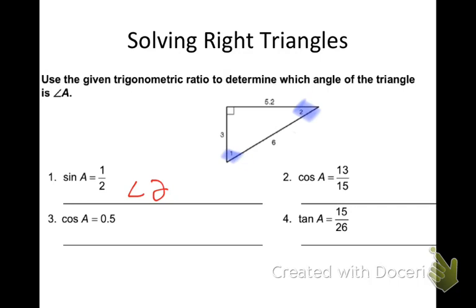Now look at number 2. It says the cosine of A is 13 over 15. Do we have any 13 over 15 on here? No, but I have some decimals, right? How do I get rid of a decimal like 5.2? What do I need to multiply by? I could multiply by 10, but I'm actually going to multiply by 5, because 5.2 times 5 is actually 13, and 3 times 5 is 15. Well, that's a little bit easier. So which one gets me a cosine?